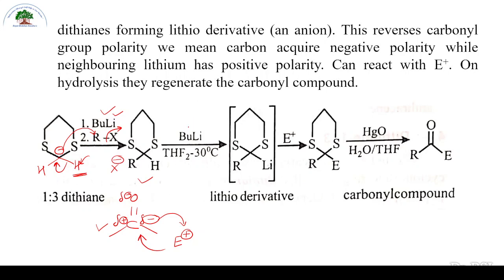This alkylated 1,3-dithiane can be further converted into a lithium derivative by reacting with butyl lithium. As this is a strong base, it can abstract this proton and we get a carbanion. This carbanion and Li plus, the lithium coordinated with the carbanion, is known as the lithium derivative. Either you can show this bond or this bond; if you do not show this bond, it is also okay. Carbanion C minus and Li plus. This carbanion further reacts with an electrophile, and we can attach this electrophile to this carbon.